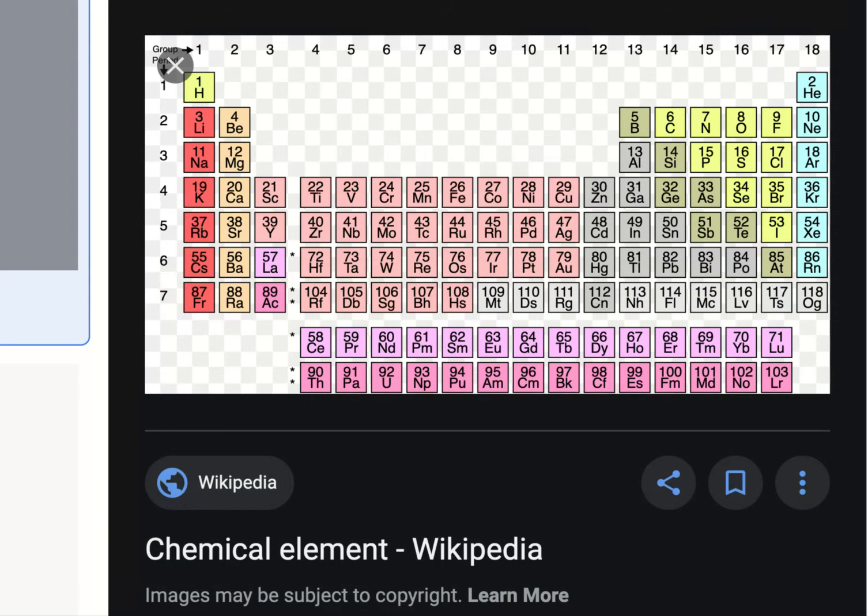You probably know elements as the periodic table of elements. Elements are substances that cannot be broken down into simpler substances by chemical or physical means. The elements are organized in the periodic table of elements as you can see here.